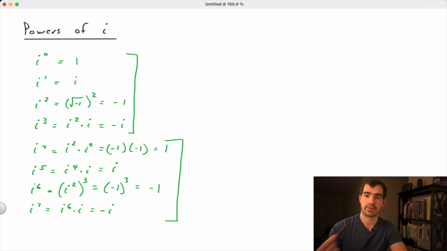And so even if we were to take i to some really large power like 76, if we follow this pattern, then we would still be able to determine that pretty easily. And so what is this pattern? How can we actually do something like that?